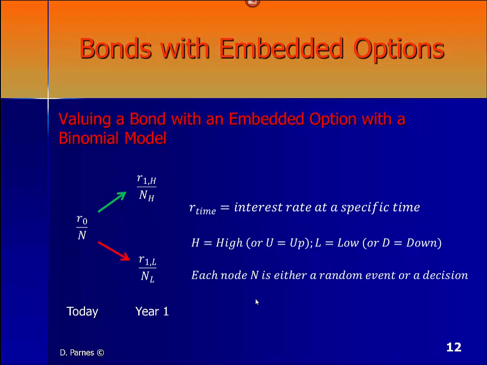A decision will make sure that if it is either a callable bond or a puttable bond, then there is some interference. Either the issuer will interfere and buy back the bond simply because it is a callable bond, or the bondholder will force the issuer to buy back the bond if it is a puttable bond. So that's a decision. Just remember, there are points that the decision will be taken, and there are points that it is completely out of our control, and this is a random event.